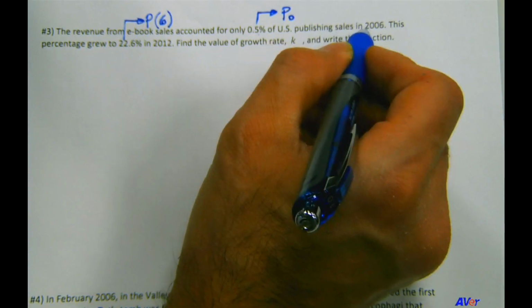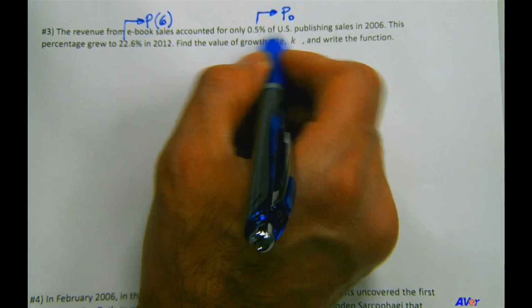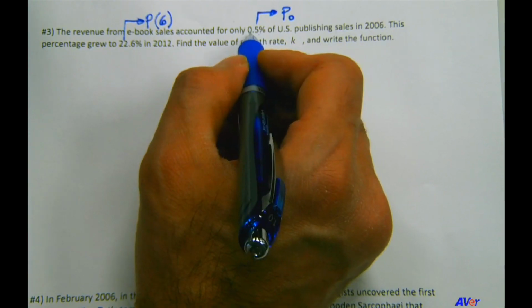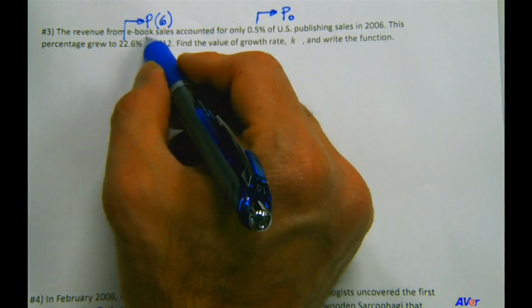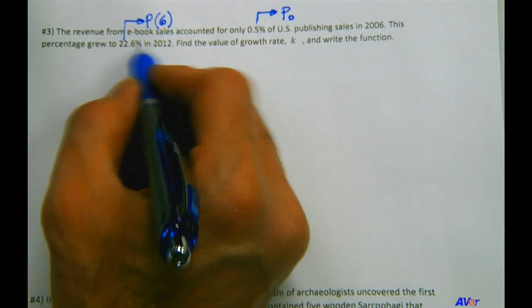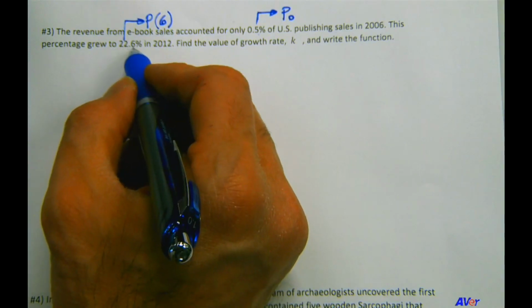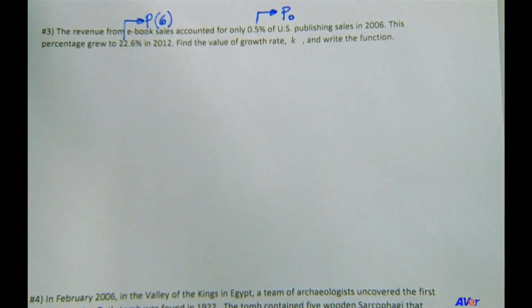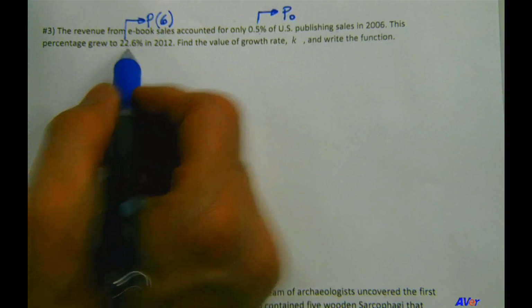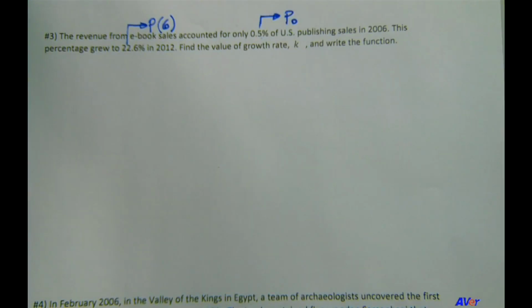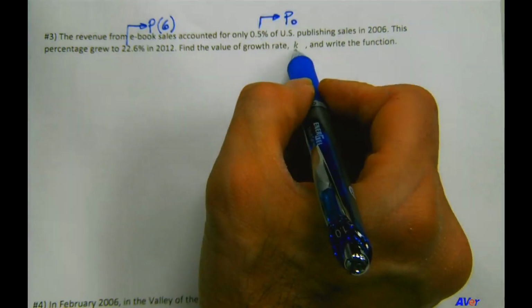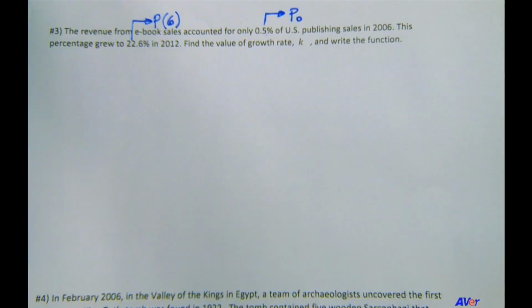Okay, so in 2006, 0.5% of all things that were published in the US were sold as ebooks. In 2012, that grew to 22.6% of all US publishing sales. So out of the total things that were published and sold in 2012, 22.6% of them were sold as ebooks. Okay? All right. So given that, they want us to calculate k. Well, so we have this formula, right?